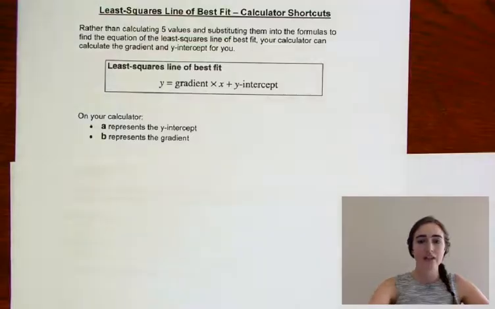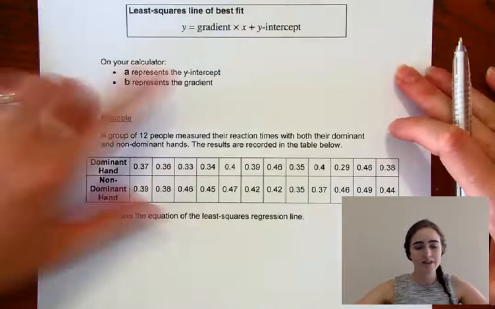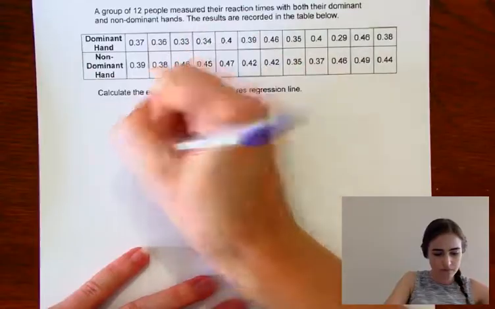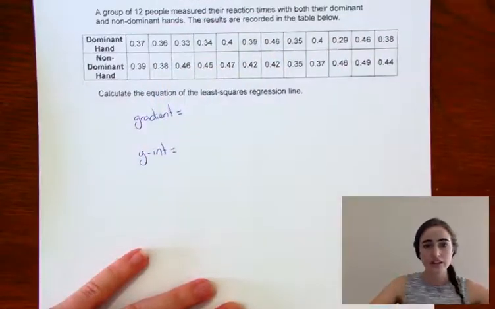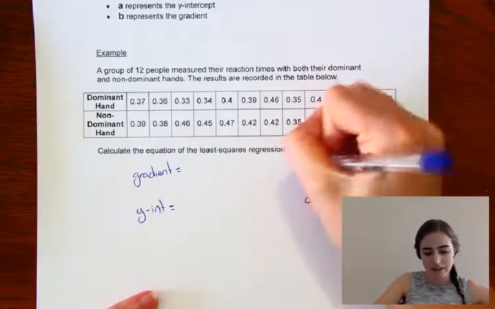Okay, so let's have a look at an example. Our example says that a group of 12 people tested their reaction times with both their dominant and their non-dominant hands, and we've got all their times written in that table. It asks us to calculate the equation of the least squares regression line. So you're going to use your calculator to figure out the gradient and the y-intercept, and then we're going to substitute it into this formula up the top. So gradient and y-intercept. Don't forget that the y-intercept is represented by the letter A, and the gradient is the letter B.